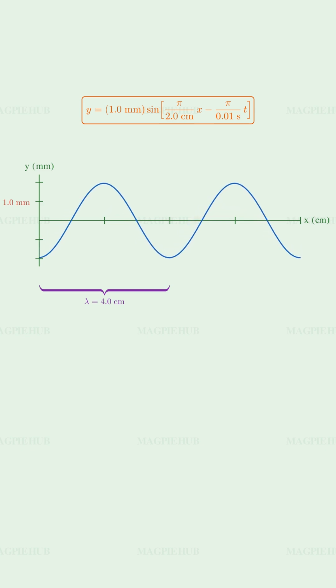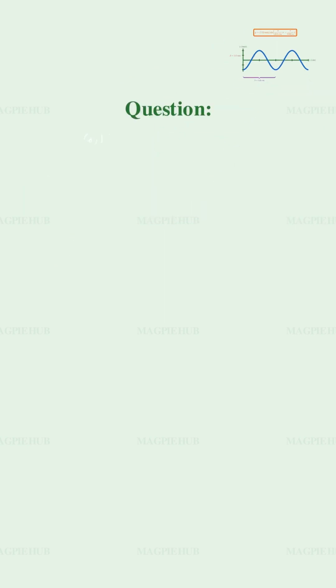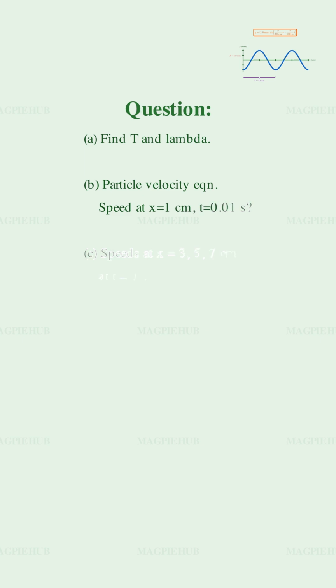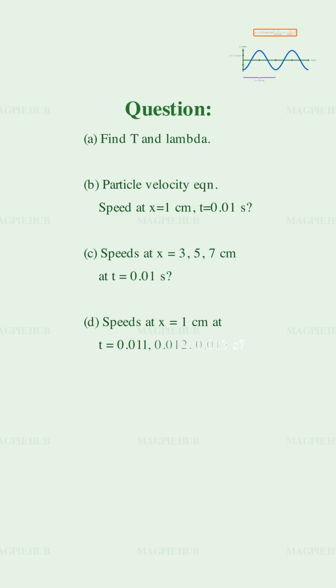Let us visualize it. Here is the full question. Given the wave equation, part A, find the time period capital T and wavelength lambda. Part B, find the equation for particle velocity and the speed at x equals 1.0 cm, t equals 0.01 seconds. Part C, find speeds at x equals 3, 5, and 7 centimeters at t equals 0.01 seconds. Part D, find speeds at x equals 1.0 cm at t equals 0.011, 0.012, and 0.013 seconds.